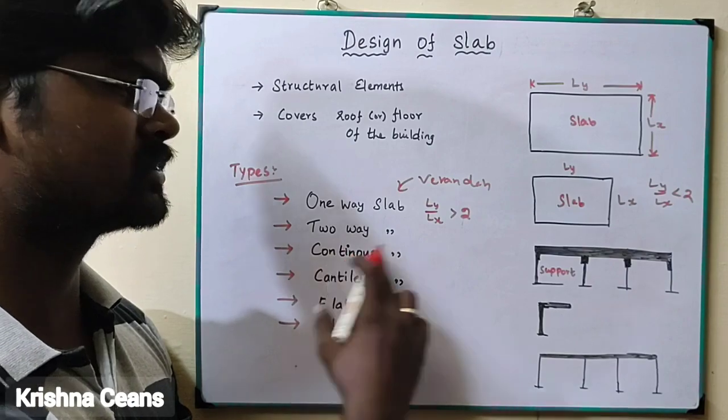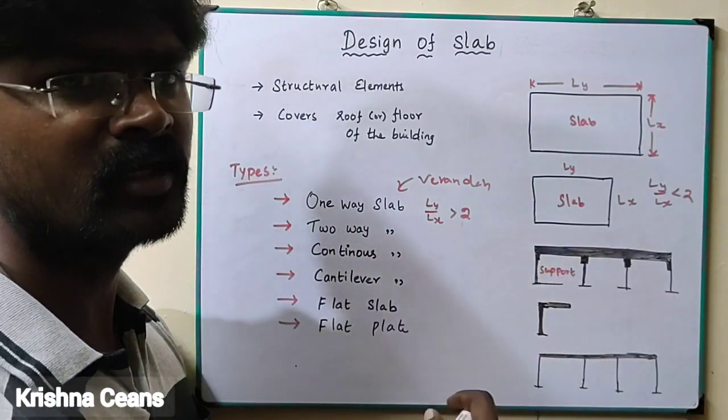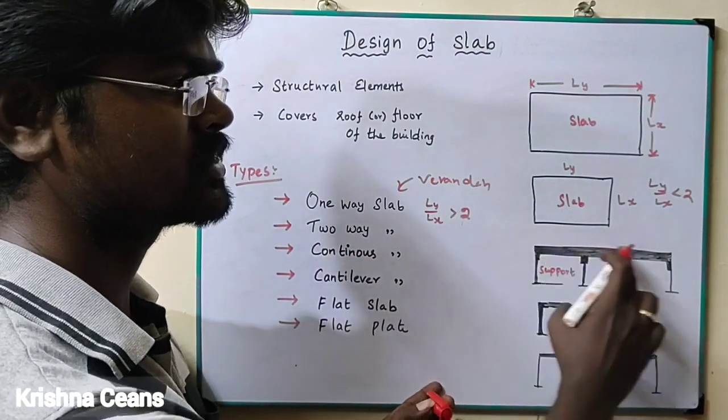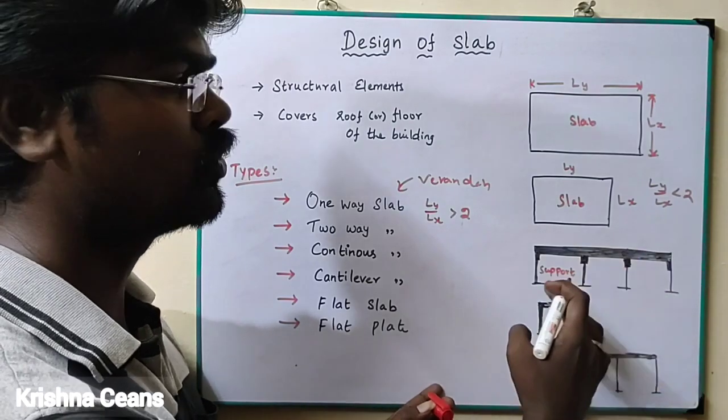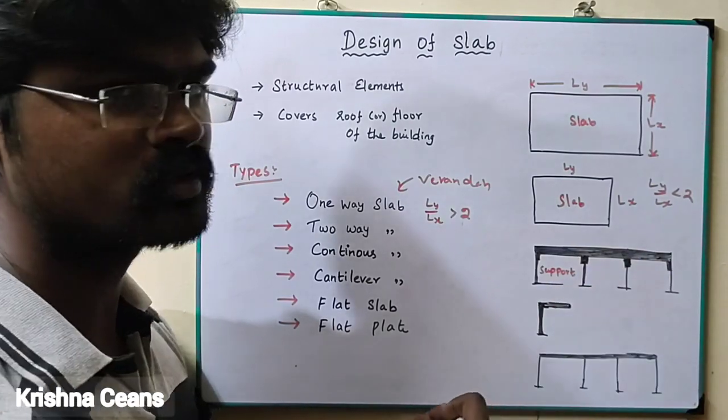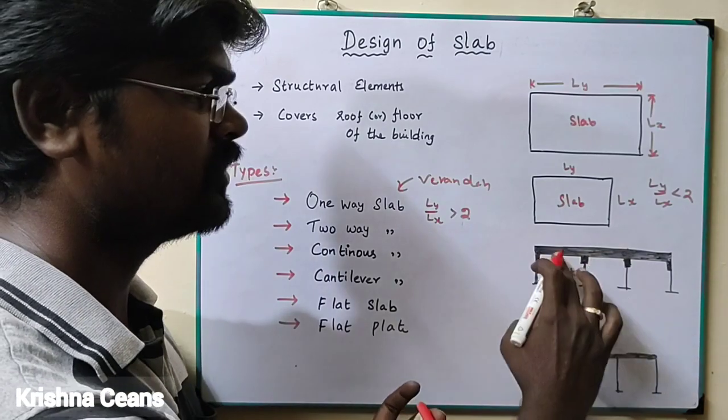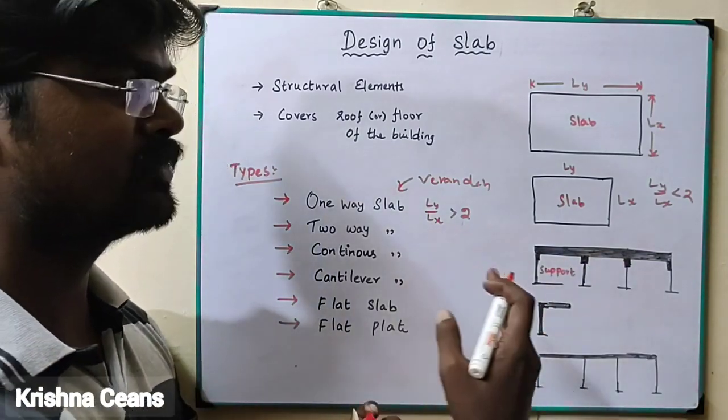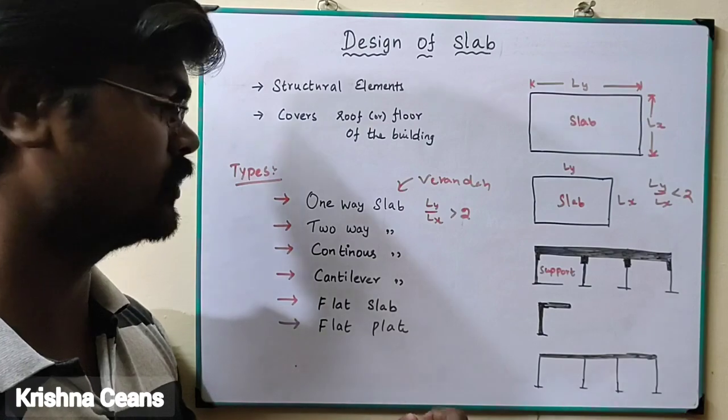Then a continuous slab is one with more than one support. In this slab, the support is more than one, so 2, 3, 4 supports are there along with the beam, and we call it a continuous slab. So more than one span we call a continuous slab.